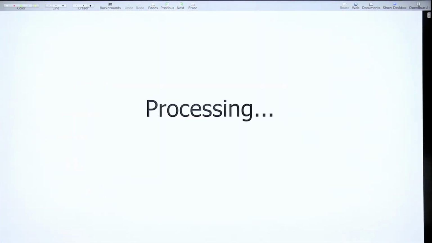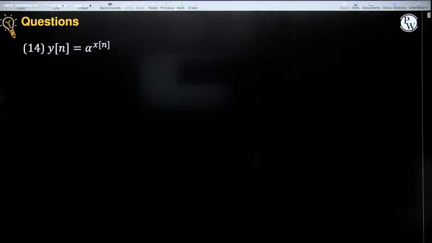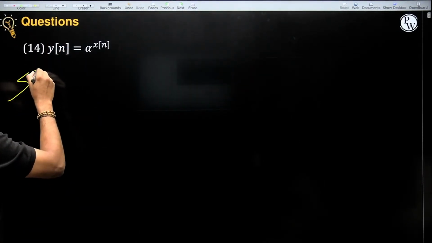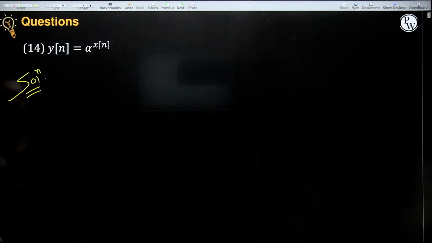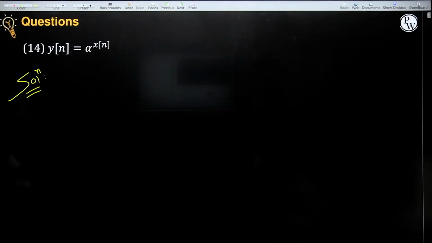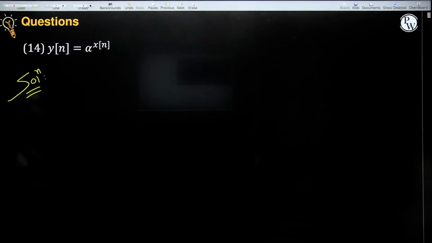Next question. Y of n is equal to alpha power x of n. Now it is discrete time. The same concept is applicable for discrete time systems also. So linear or non-linear? Tell me. Very good. Non-linear case.